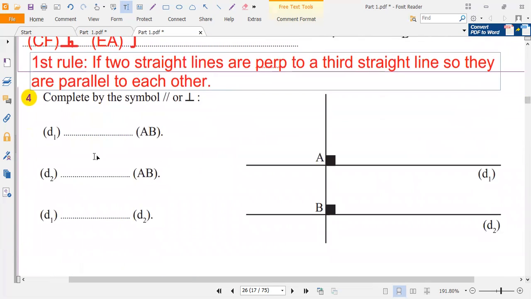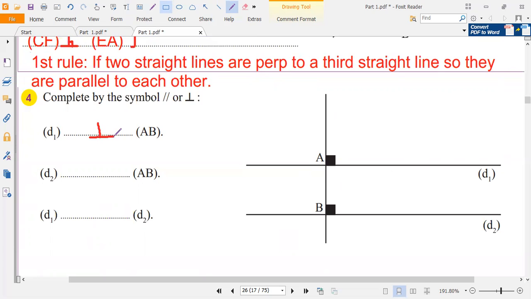Now let's do Exercise 4. Complete by the symbol parallel or perpendicular. G1 and AB, we have a right angle, so they are perpendicular. Now G2 and AB, we have a right angle, so they are perpendicular. D1 and D2, they never meet, so they are parallel. And why are they parallel? Using the rule, D1 is perpendicular to AB and D2 is also perpendicular to AB. Both are perpendicular to a third straight line, so they are parallel to each other.